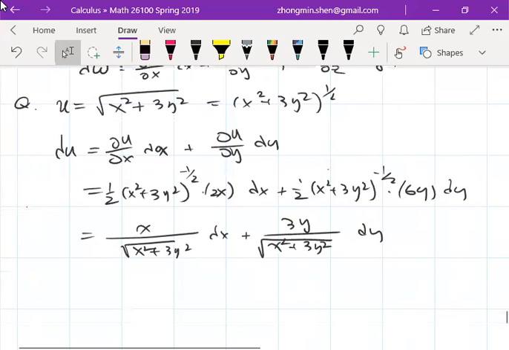So this is called the differential u. It is related to differential x and differential y by this formula.